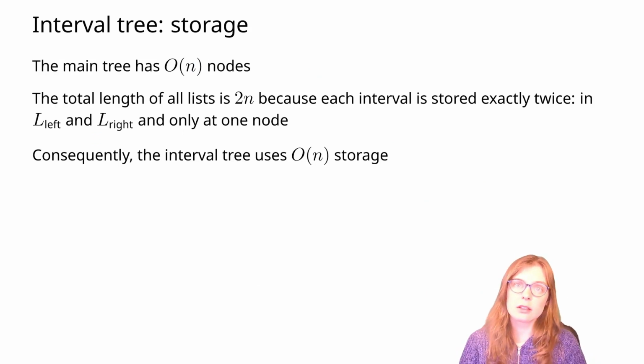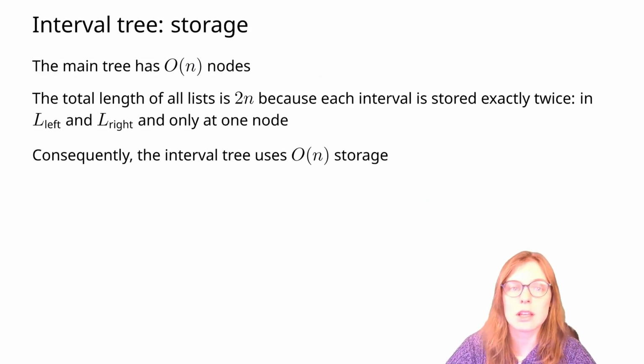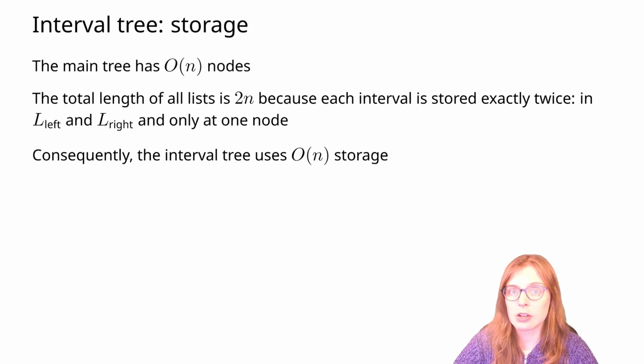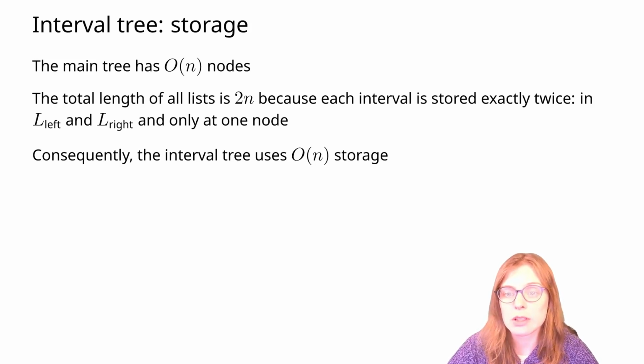To analyze the storage requirements of this data structure, we can observe that each interval is stored only within one node, and then it appears within two lists. And because there is a linear number of nodes in the tree overall, the total storage requirement is linear.